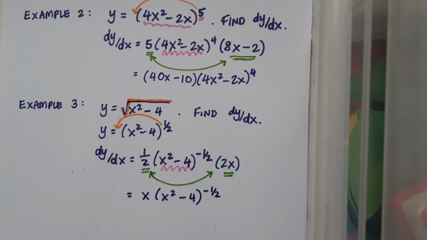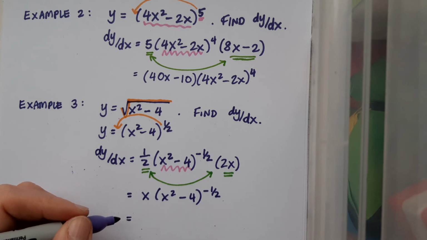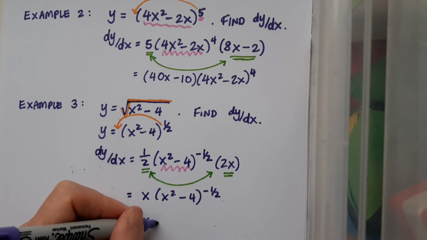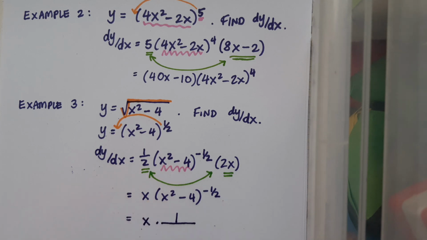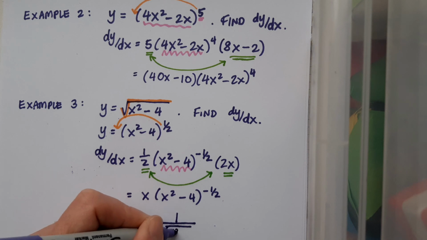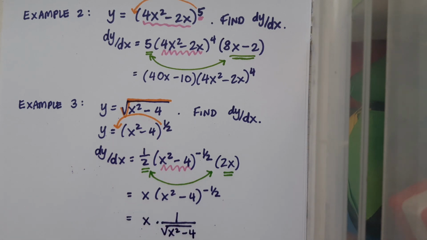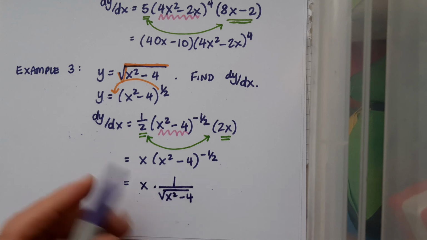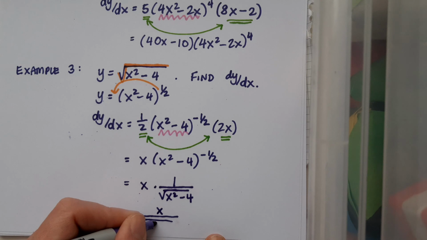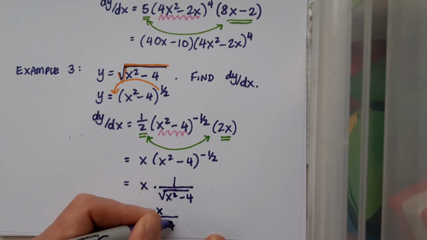So how am I going to be able to write this back in root form again? Well, first of all, we have that x out in front. Now that x has no power on it. It certainly doesn't have a power of minus a half on it. So I'm just going to leave that alone as it is. Now this bracket has a negative power on it. That means it's going to get sent into the denominator. So I'm going to say 1 over, and then it's a power of a half, so it's a square root. So square root of x squared minus 4. And I could tidy this up a little bit further by just multiplying the x by the 1 and writing that as x over the square root of x squared minus 4.